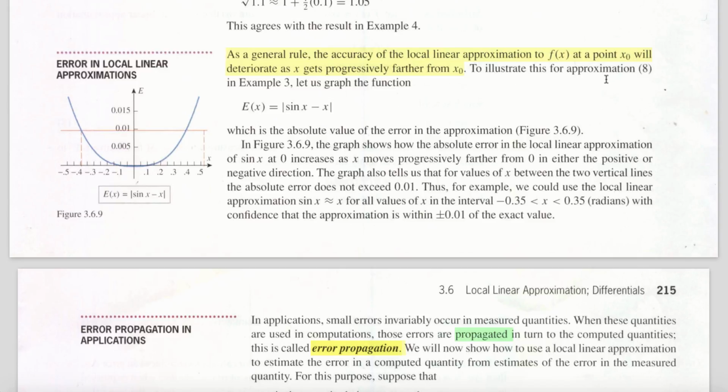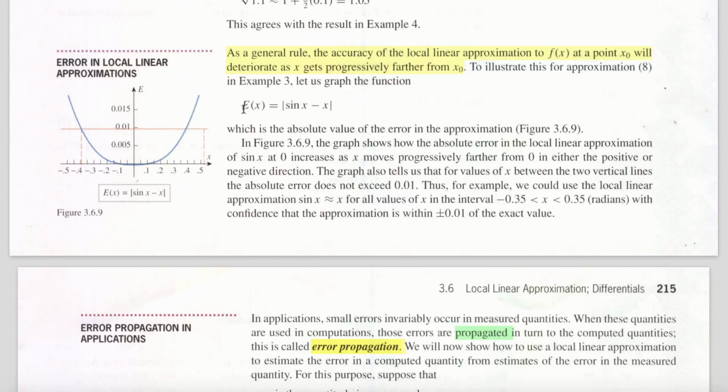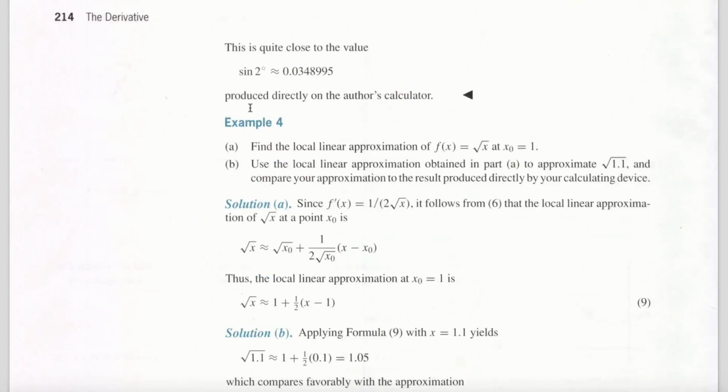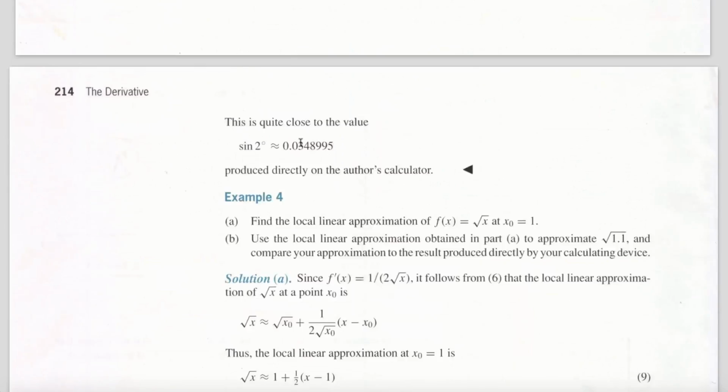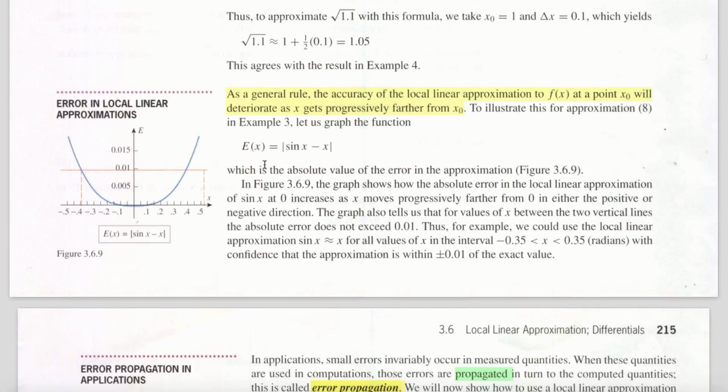To illustrate this for the approximation of formula 8 in example 3, let's graph the function E of x, where E is error, is the absolute value of sine of x minus x. Remember, equation 8 was this right here when we approximated the sine, where x naught was 0. And so we graph this, and we see the graph of the error, which means the further we get away, let's zoom in here.